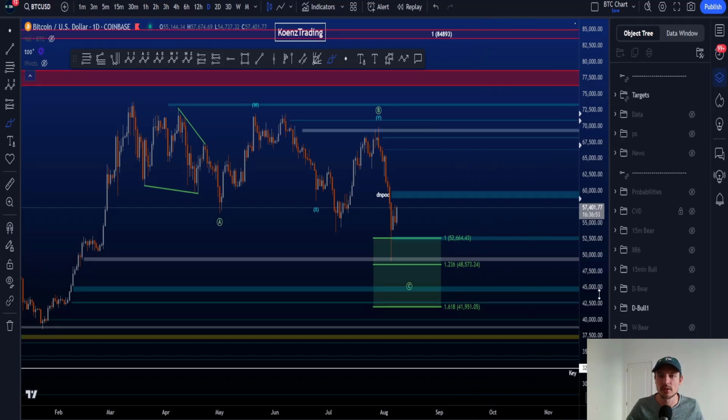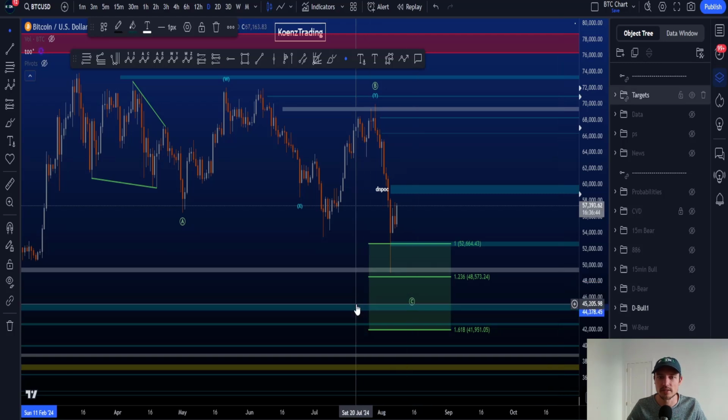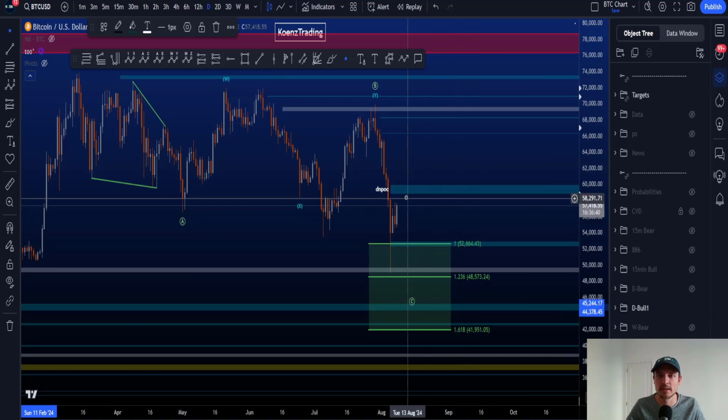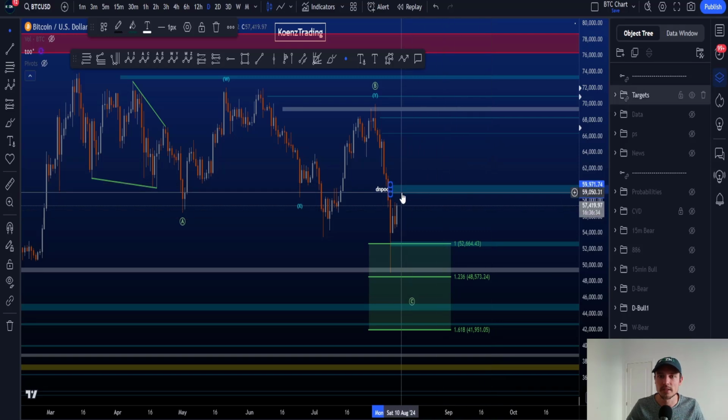48.5k, and we also had some nice additional support in this area. The white box over here has been tested, 49.1, 49.7. To the downside still we have some more support, 44.3, 45.2k, and the main resistance to the upside here sits between 58.8 and 60k. Passing this resistance and the probabilities increase to move to the mid 60ks.